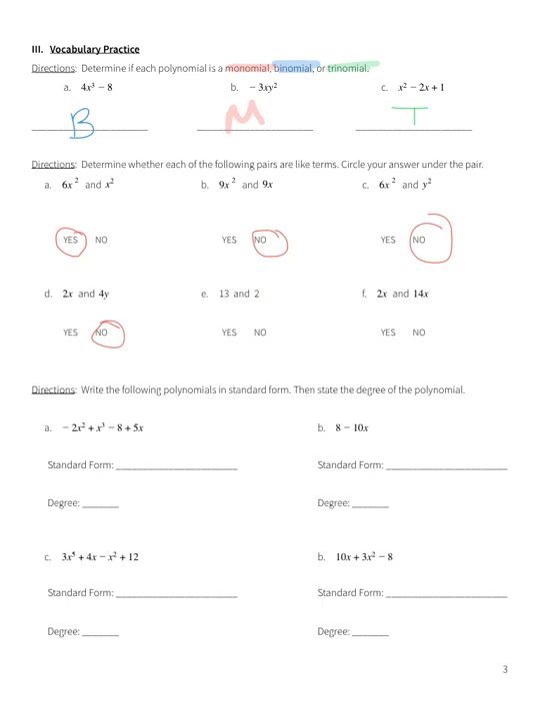Let's look at the next one. 13 and 2. You should have circled yes because they are both constants. They do not have a variable, so they are the same. And then let's look at our last one, 2x and 14x. They have the same variable x raised to the same power. So yes, these are like terms.